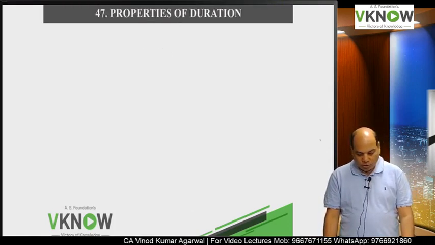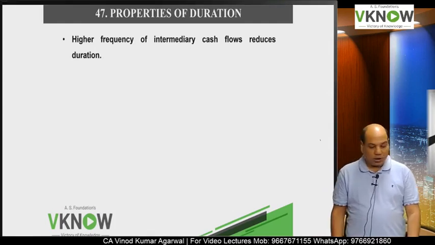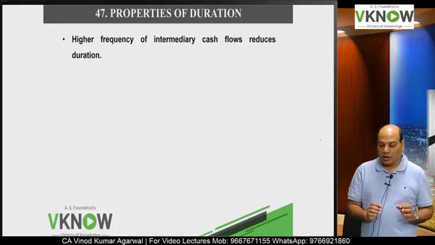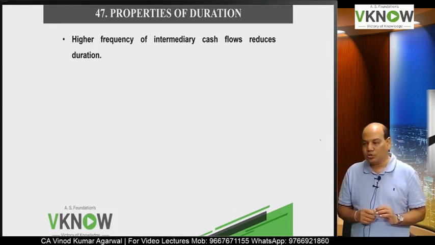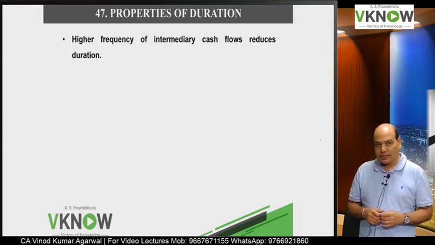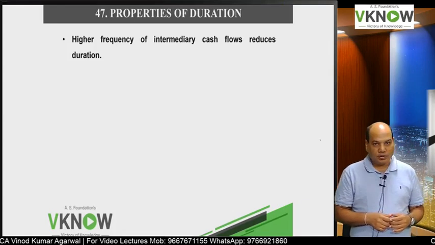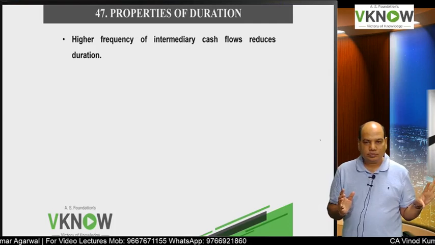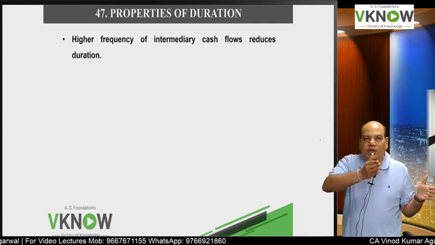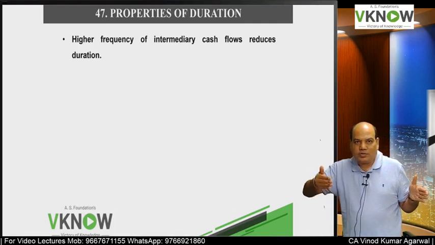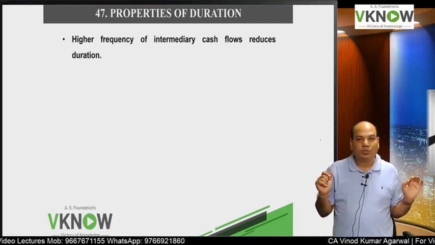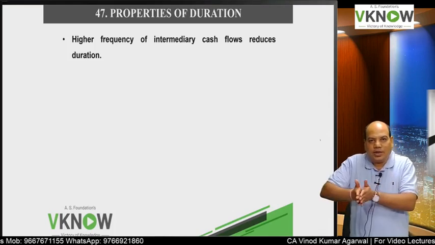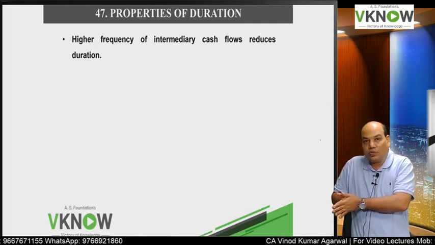Next property of the bond is higher frequency of intermediary cash flow reduces duration. What does that mean? It means that suppose one is an annual coupon paying bond. So annual coupon paying bond will pay you coupon at the end of 12 months, 24 months, 36 months, and there is a semi-annual coupon paying bond which will give you coupon at the end of 6 months, 12 months, 18 months, 24 months. So now what will happen?